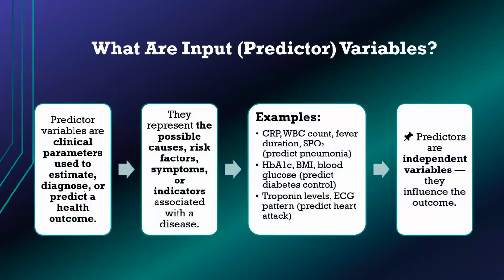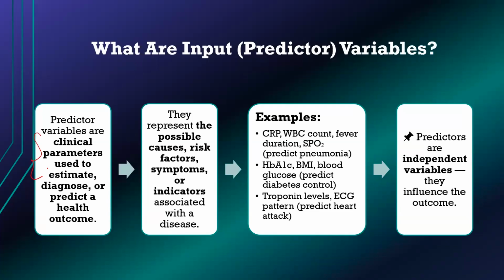So with this, there are generally two types of variables that we need to keep in mind when we are working on any AI-based modeling. We call them two categories. The first category is input variables, or predictor variables. Coming into more technical terms now, we are connecting the healthcare and AI domains together by using the names of variables. So predictor variables are basically the clinical parameters that are used to estimate, diagnose, or predict a certain health outcome.